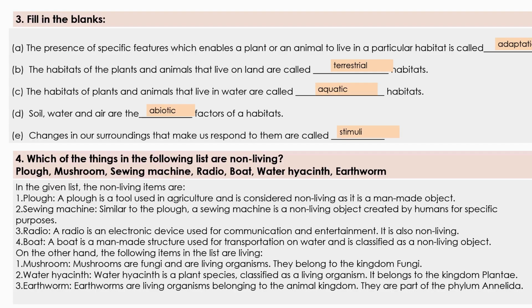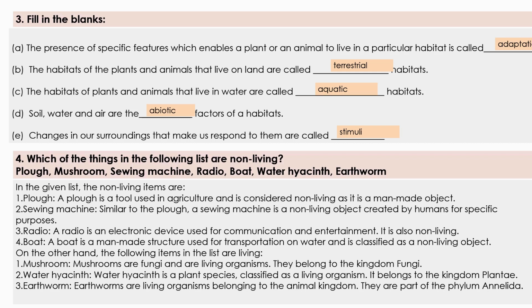Question number 3. Fill in the blanks. A. The presence of specific features which enables a plant or an animal to live in a particular habitat is called adaptation. B. The habitats of the plants and animals that live on the land are called terrestrial habitats. C. The habitats of plants and animals that live in water are called aquatic habitats. D. Soil, water and air are the abiotic factors of a habitat. E. Changes in the surroundings that make us respond to them are called stimuli.